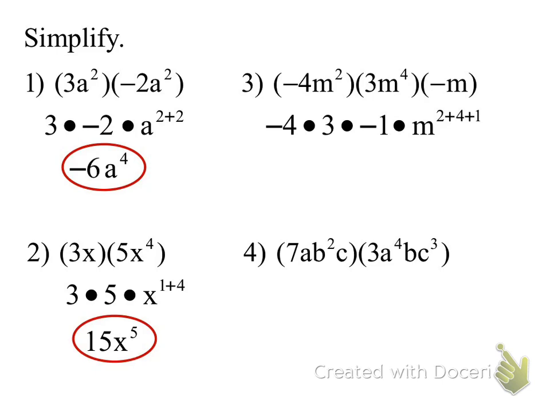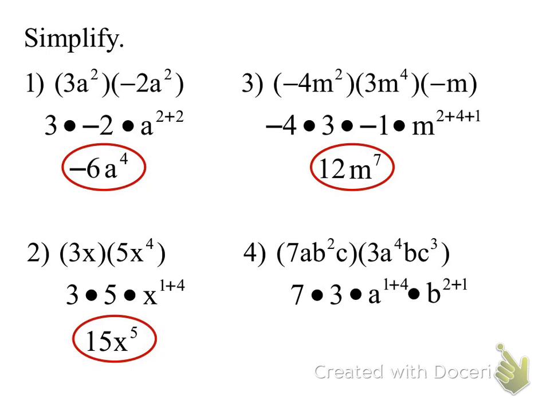First of all, forgetting that the coefficient is 1, and second, forgetting that it has an exponent of 1, both matter. And so when we multiply that out, we get 12m to the 7th. And then the next one, we're multiplying 7 and 3. A is to the first power plus the fourth power. B is to the second power plus the first power. And C is to the first power plus the third power. Okay? And then we simplify it to 21, A to the fifth, B to the third, C to the fourth.